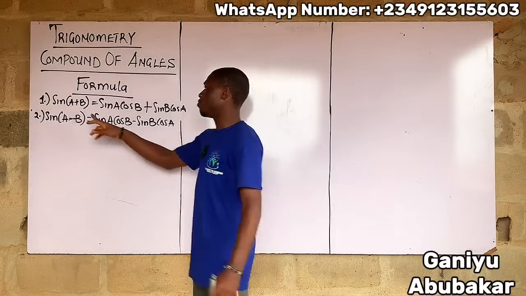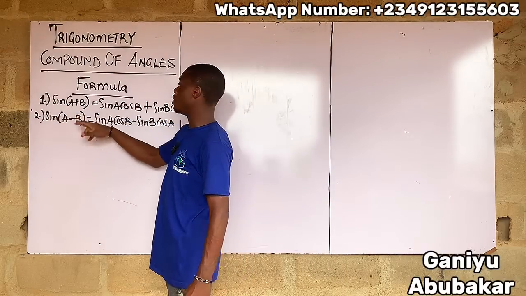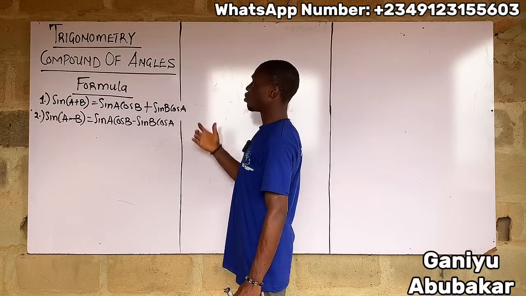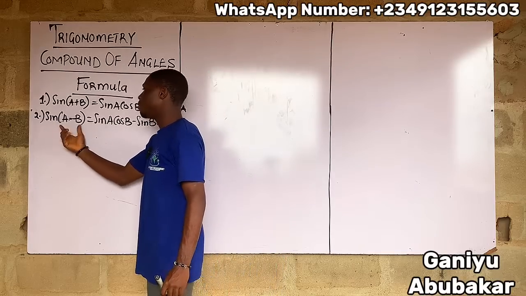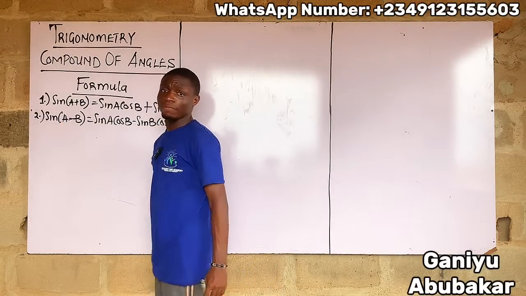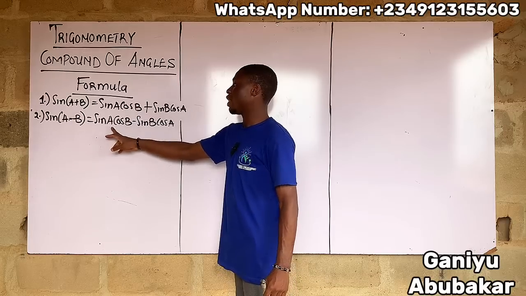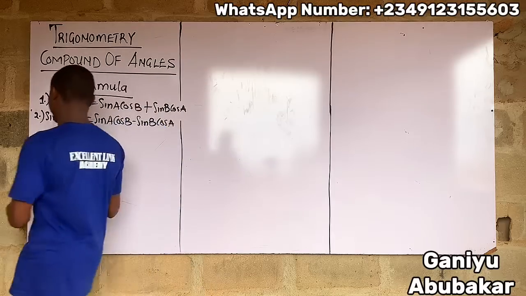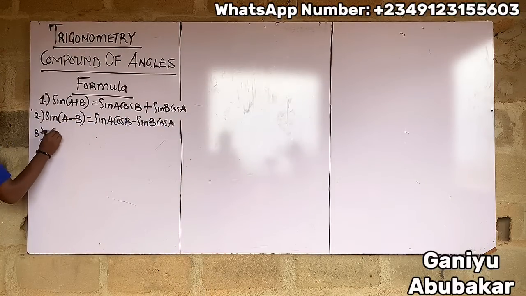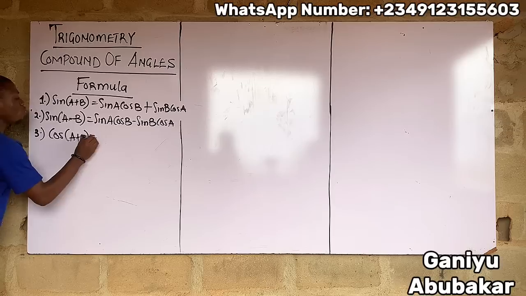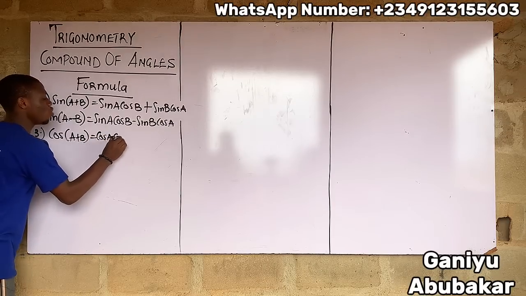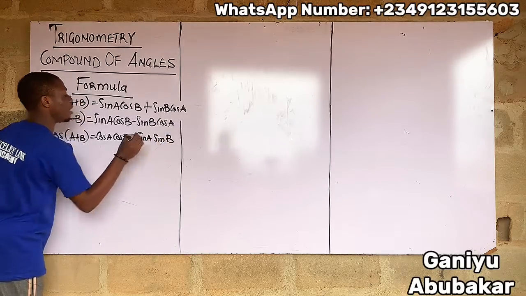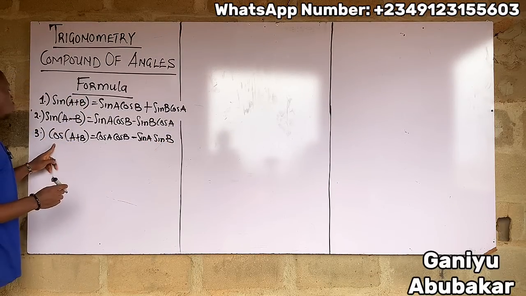So when sine is positive, in the bracket A plus B, my expression for compound angle becomes sine A cos B plus sine B cos A. Similarly, if I have the negative expression, A minus B, I have sine A cos B minus sine B cos A. So I have this one here. Let's look at the cos. Number 3: if I have cos A plus B, what do I get? That becomes cos A cos B minus sine A sine B. I have this as my expression for cos A plus B.